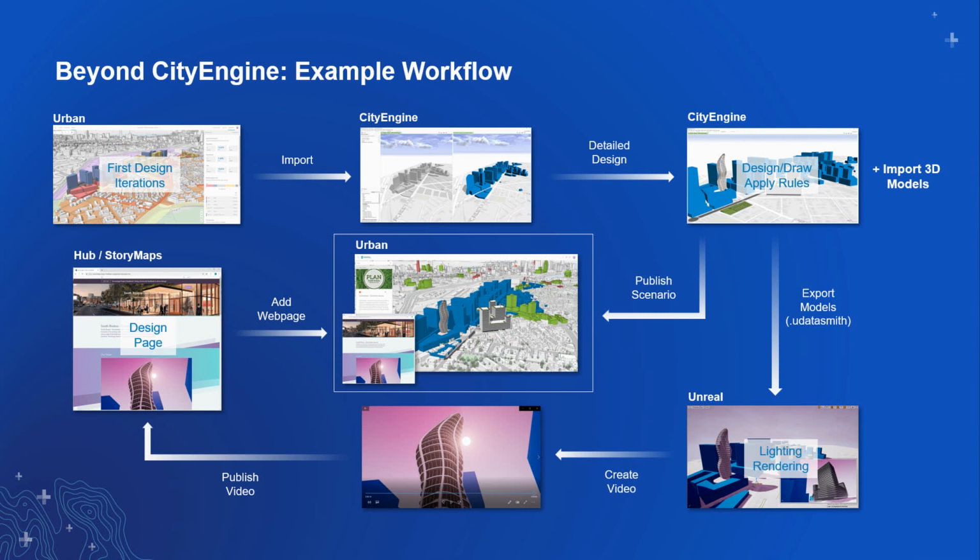So to look at this workflow, City Engine is really streamlining all of this. This is an example workflow that I sketched out two weeks ago of how you can do it. You can, for example, go from Urban into City Engine and then into Unreal Engine and create a rendering, a nice video that you can then bring back into Urban, embedded in a story map or in a hub page, and showcase that together with your project. So it's really this Urban City Engine integration. It opens up a whole new world for you to create 3D content and show it to your citizens or stakeholders.